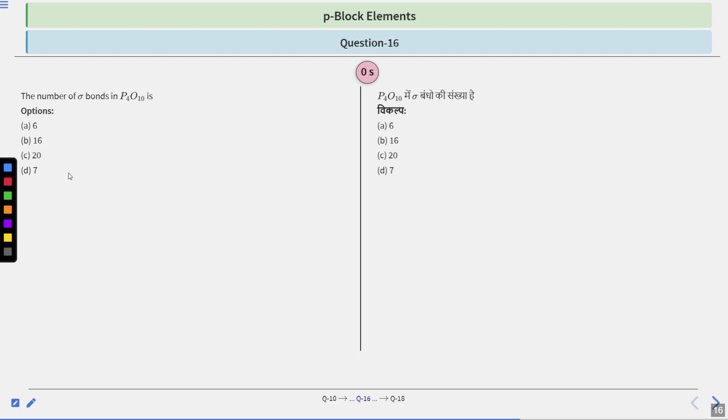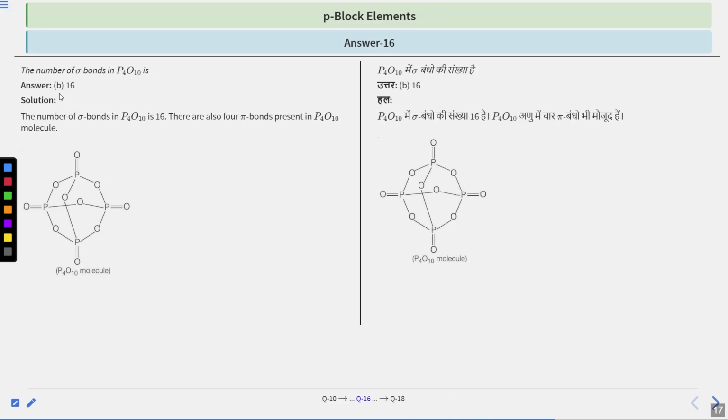Okay, let's see. The correct answer is option B, that is 16. So the number of sigma bonds in P4O10 is 16. There are also 4 pi bonds present in the P4O10 molecule. This is the structure of the P4O10 molecule. You can see 4 phosphorus is present. Oxygen will be 1, 2, 3, 4, 5, 6, 7, 8, 9, 10.